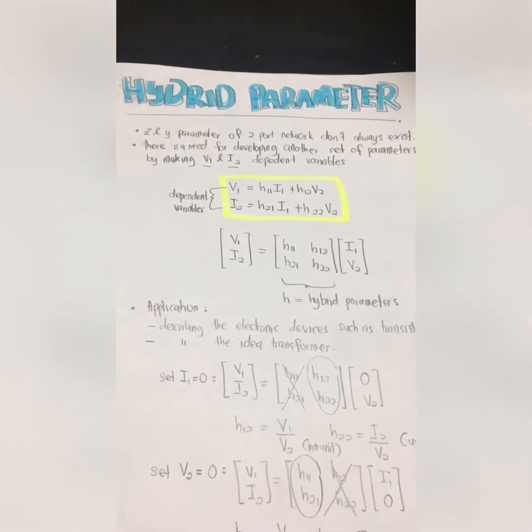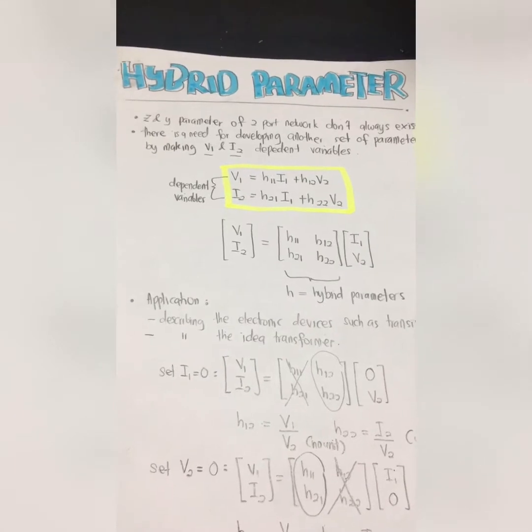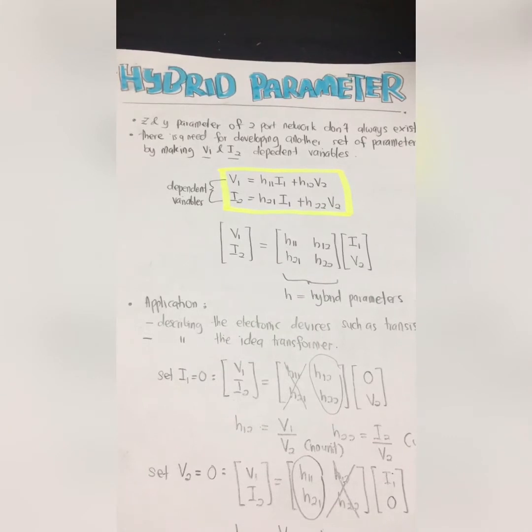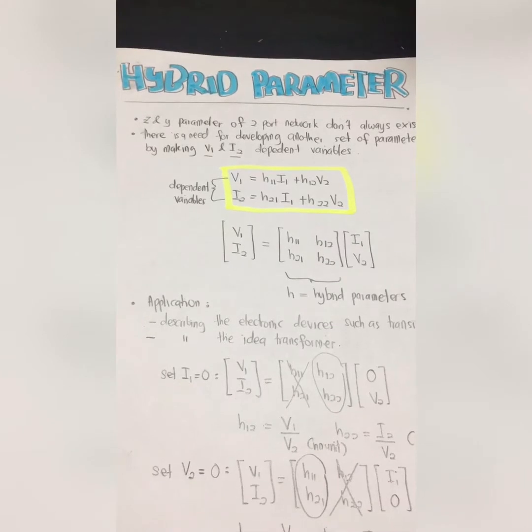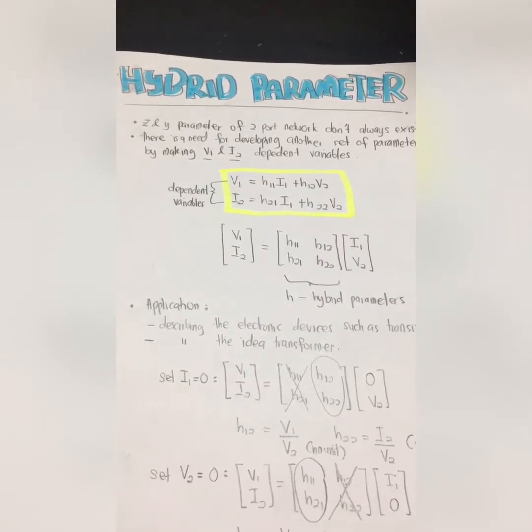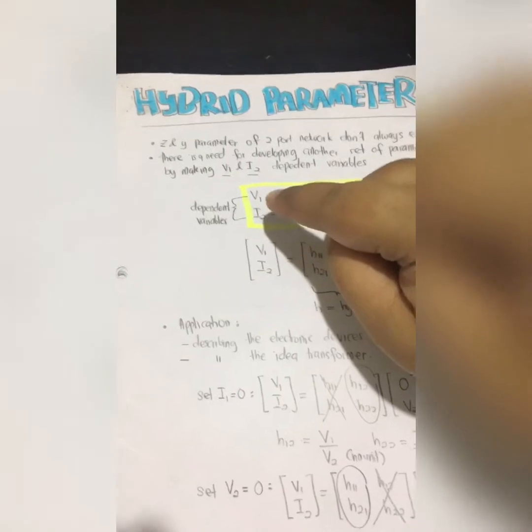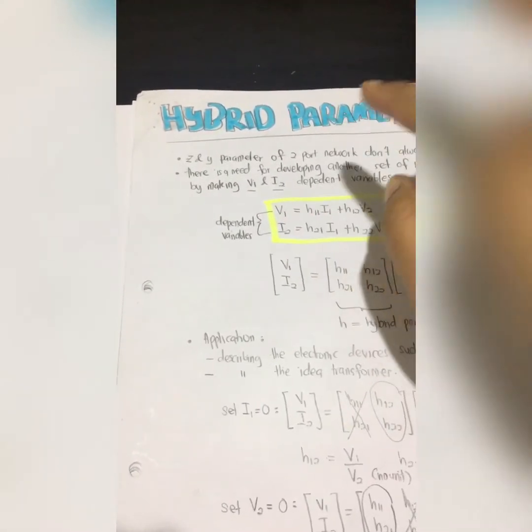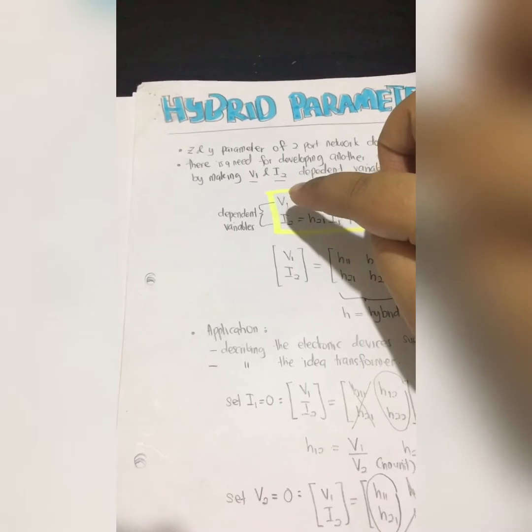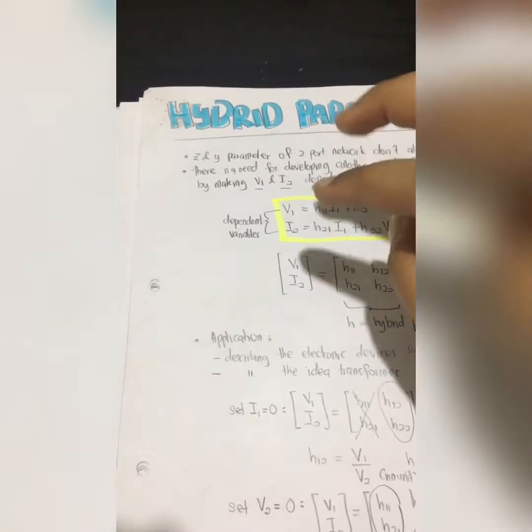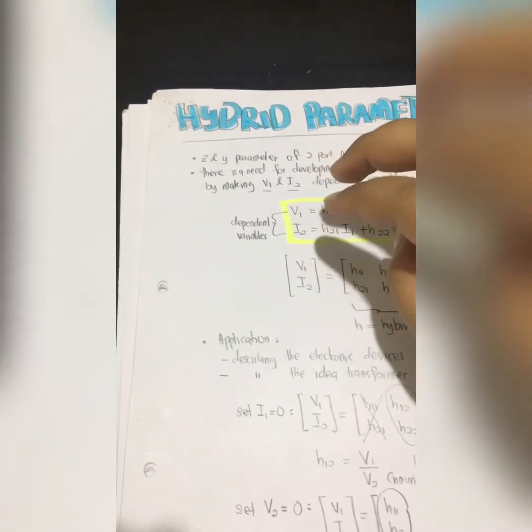So here is the video on hybrid parameter. Hybrid parameter is actually a combination of impedance and admittance parameter. As we know, for impedance parameter, we normally take voltage V1 and V2 as the dependent variables, and for admittance parameter we take I2 and I1 as the dependent variables. So for hybrid parameter, we combine both voltage and current as dependent variables.